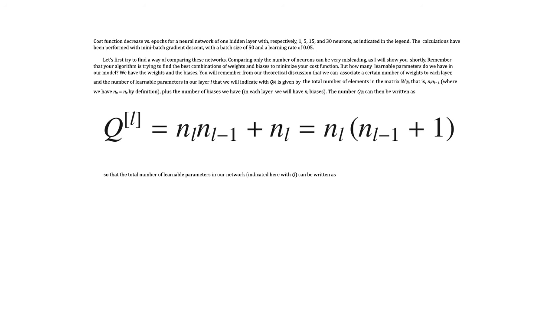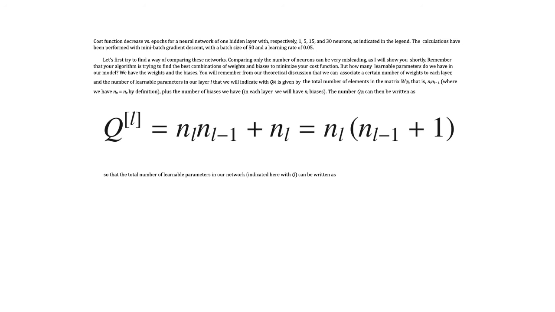Comparing only the number of neurons can be very misleading, as I will show you shortly. Remember that your algorithm is trying to find the best combinations of weights and biases to minimize your cost function. But how many learnable parameters do we have in our model? We have the weights and the biases.